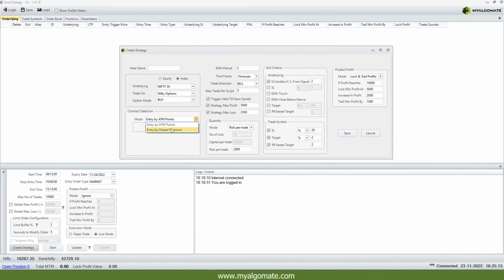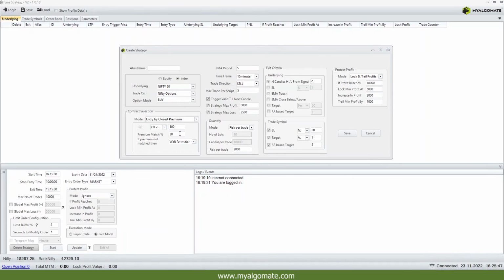And if you select the contract selection based on premium and you want to select the nearest premium to 100 rupees, so if a buy signal comes, it will select the call option having the price nearest to 100, and if it is a sell signal, it will select a put option having the price nearest to 100. If you set it like greater than or equal to 100, then it will select the nearest option contract having the price above 100 rupees. And similarly, you can set less than or equal to. In this case, it will select the option contract having the price below 100 rupees and it is nearest to 100.